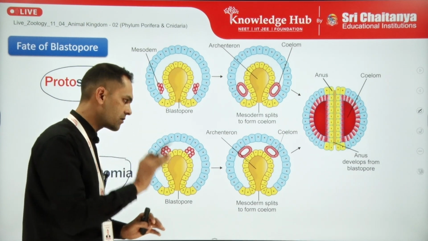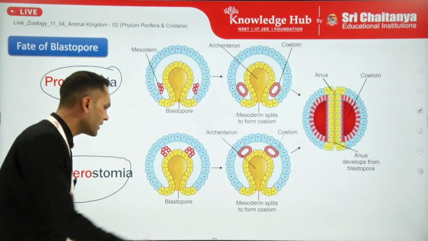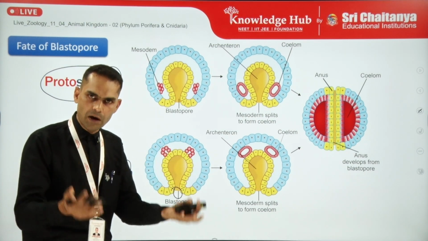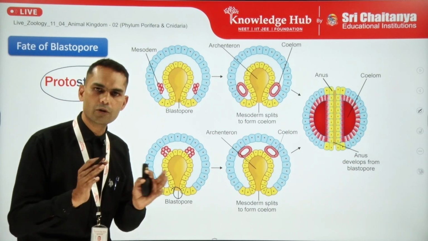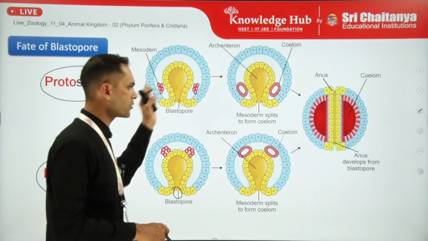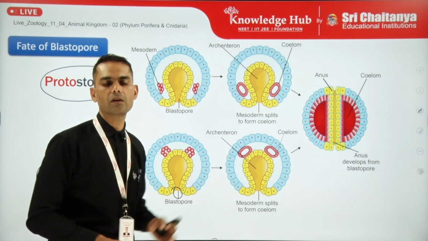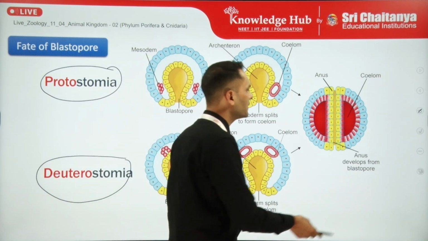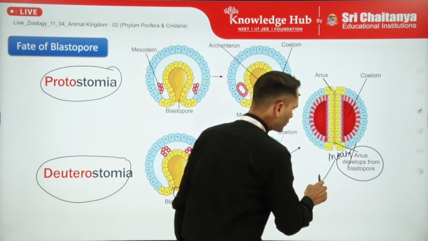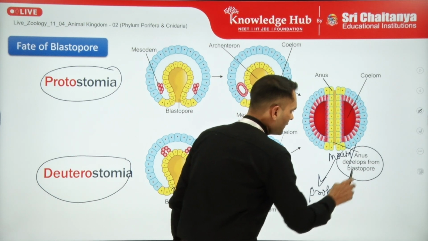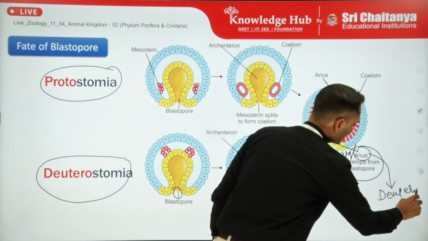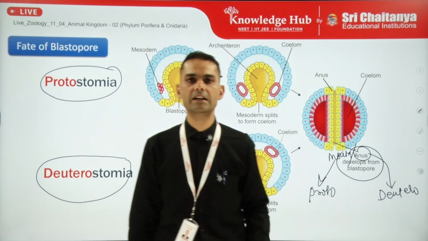protostomes. On the contrary, if the blastopore is developing into the anus first and the opposite pore is developing into the mouth, then such kind of organism will be termed as deuterostomate. So on the basis of the blastopore development, we can categorize organisms as either protostomes or deuterostomes. Here we can see that if it is forming the mouth first, then it will be termed as protostomes, or if it is developing into the anus first, then we will call it deuterostomes. So this is the distinction between protostomes and deuterostomes.